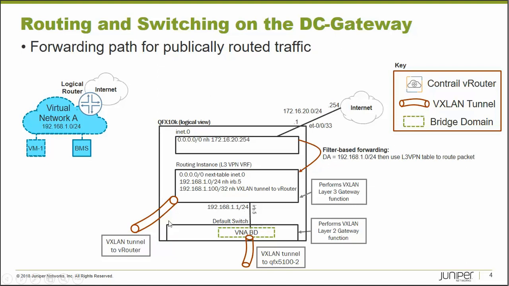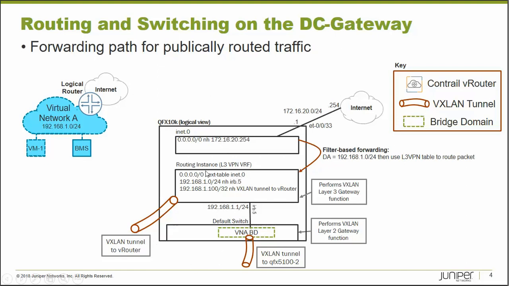That covers what goes on in here, but there's something new that's different: again, we're trying to get out to the internet. So instead of routing between two VXLAN tunnels or two virtual networks, we're trying to route out to the internet. When you configure this logical router, you're going to make this public. And when you do that, it's going to install this 0/0 route with the next table of inet.0.